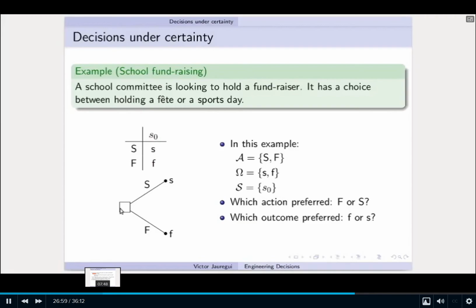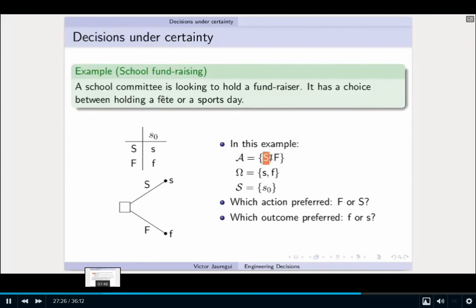Or we could represent it as a decision tree where we have a decision node here, and that decision node, the action S, gives us a branch that leads to a unique outcome, because there is no uncertainty, there is no branching at a chance node. There are no chance nodes. That is the characteristic of certainty.